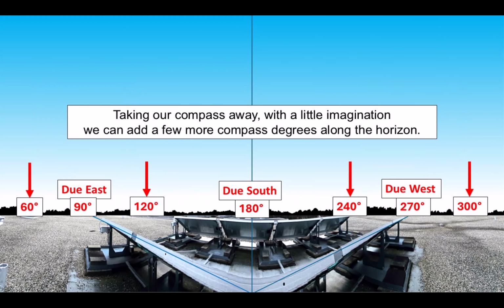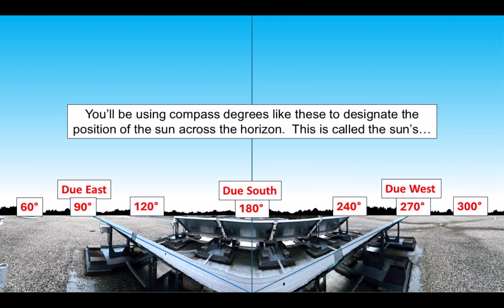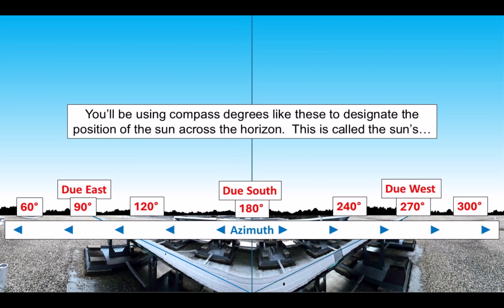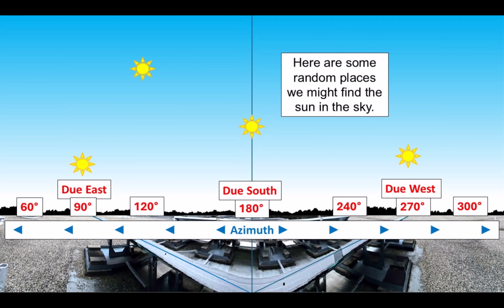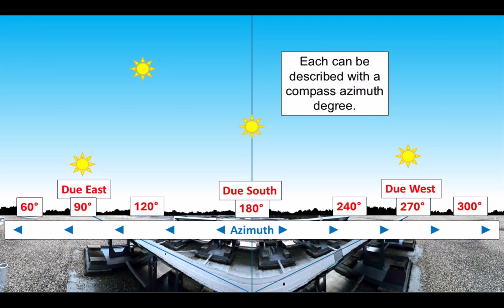Taking our compass away, with a little imagination, we can add a few more compass degrees along the horizon. You'll be using compass degrees like these to designate the position of the sun across the horizon. This is called the sun's azimuth. Here are some random places we might find the sun in the sky. Each can be described with a compass azimuth degree: 90 degrees, 120 degrees, 180 degrees, and 270 degrees.